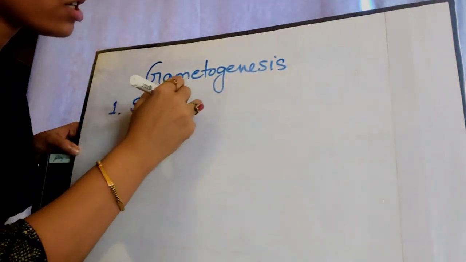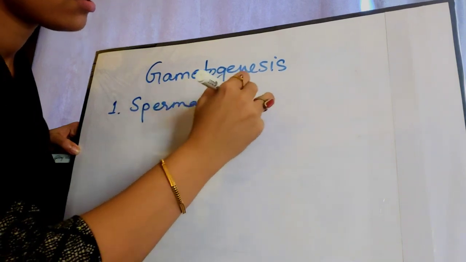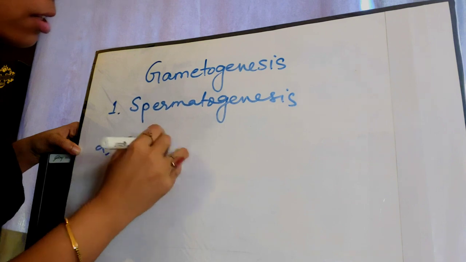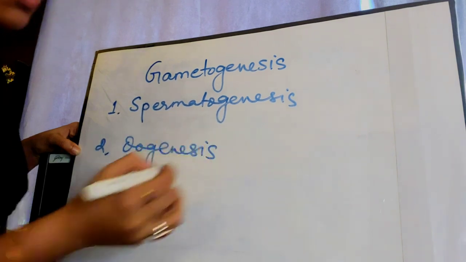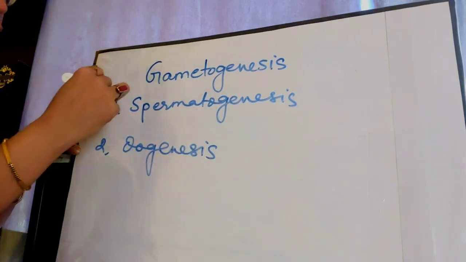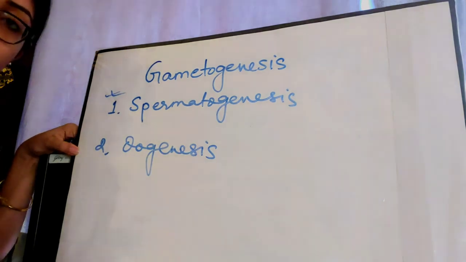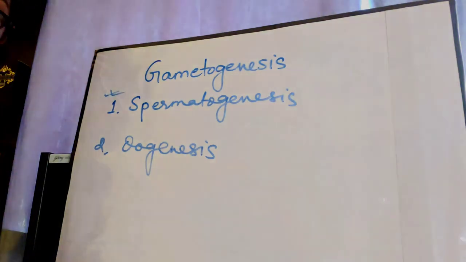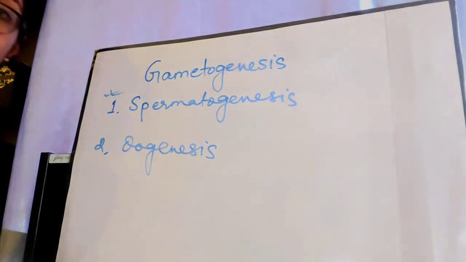First is spermatogenesis and the second one is oogenesis. I have already discussed spermatogenesis in my previous video. I have said that you need to learn the flowchart very well because it is a very important topic and it will come as a full 4 or 5 marks question.